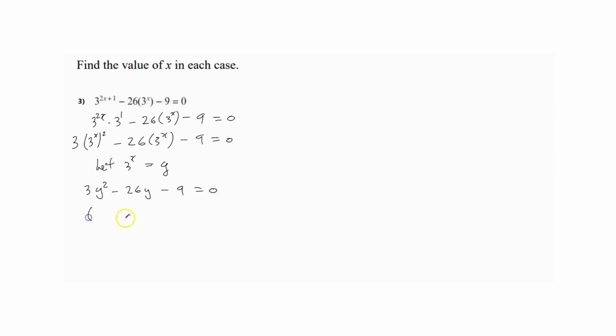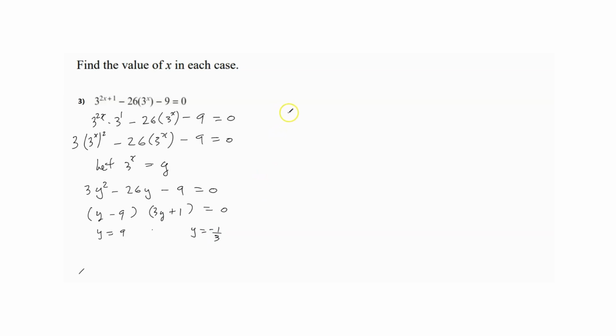And here we can factorize this part of the equation and solve for y, and then we can work out the value of x. So we can have y times 3y, and then we have minus 9 times positive 1. So it means that y equals 9 and y equals minus 1 over 3.